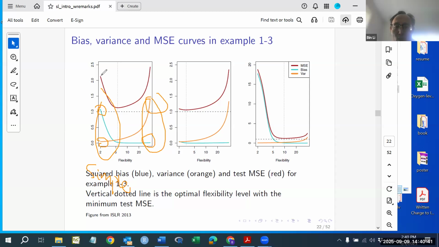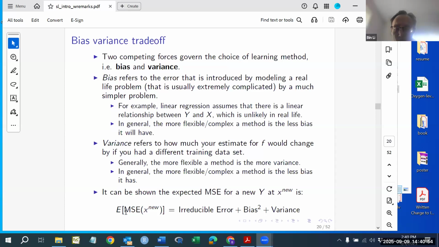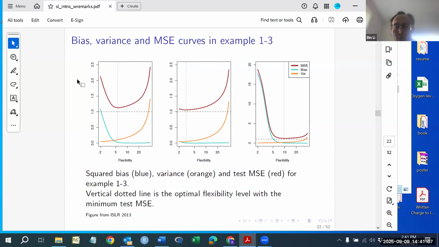Okay, and what is this curve? This is the MSE. And how do we calculate the MSE, and what is the relation between the MSE and the bias and variance? Remember, the expected value of MSE can be decomposed into three parts: irreducible error plus bias squared plus variance. So you can see the MSE actually follows a U-shaped curve.